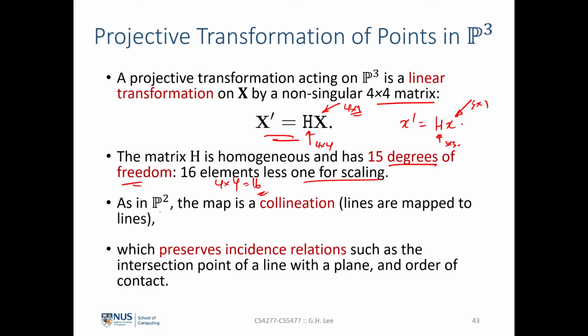And as in the P2 space, the map is a collineation. That means that in the 3D space here, if I have any points that are collinear and form a line, after mapping each one of the points by H, they are also going to sit on a line, be collinear. This preserves the incidence relation, such as the intersection of a point with a line, or a line with a plane, and the order of contact.